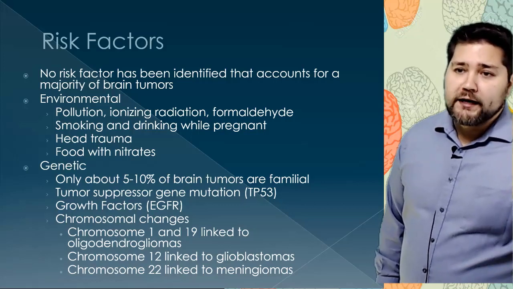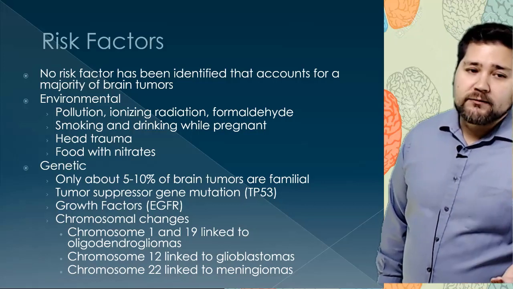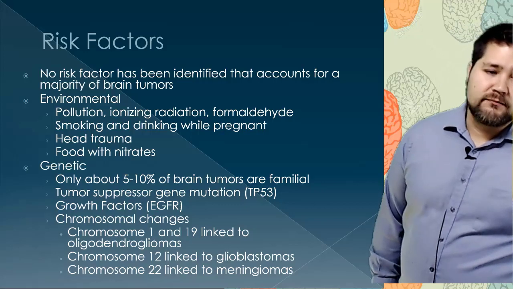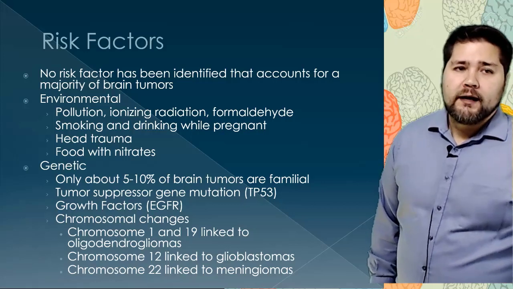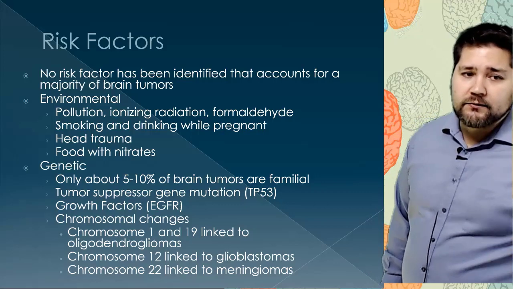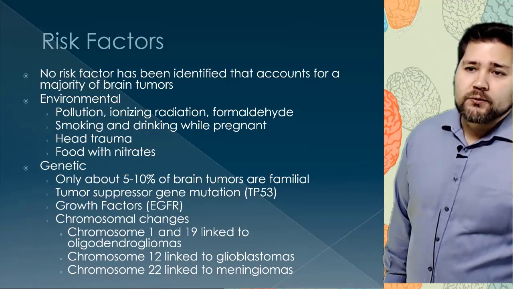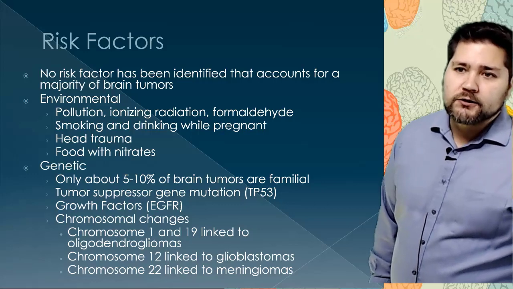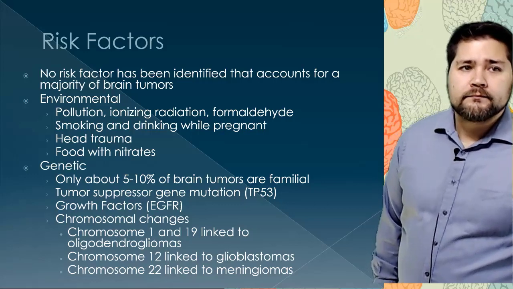oligodendrogliomas are linked to 1p/19q mutations, glioblastomas to chromosome 12, and then meningiomas are linked to mutations in chromosome 22. So because those kind of have direct tie-ins, we could probably relate those to genetic disorders and mutations that could be theoretically tracked initially.